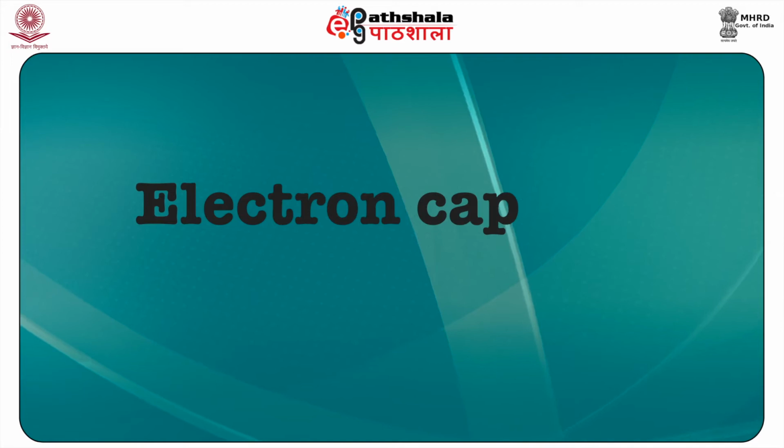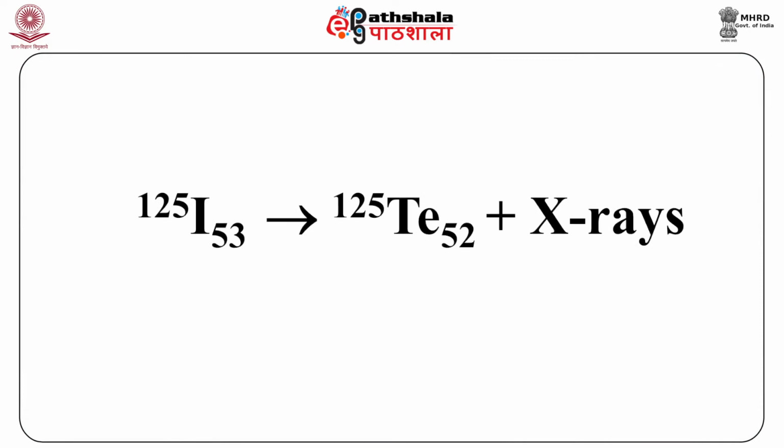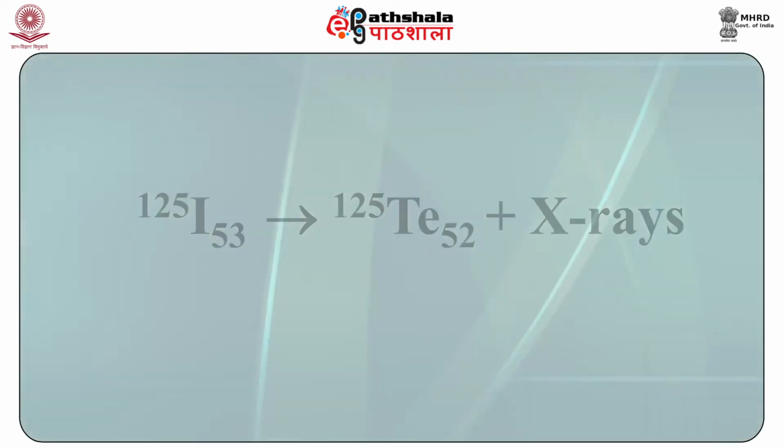Electron capture is another method. In this decay, a proton captures an electron which is orbiting in the innermost K shell. Now you can see the equation here. The proton becomes a neutron and electromagnetic radiation, known as X-rays, is released. Here we have shown the example of iodine-125 getting converted into tellurium-125, plus X-rays given off.